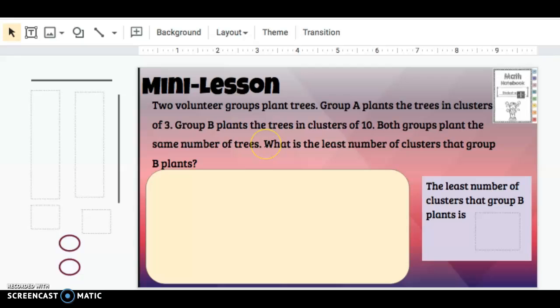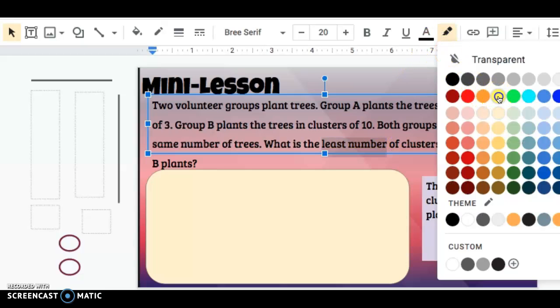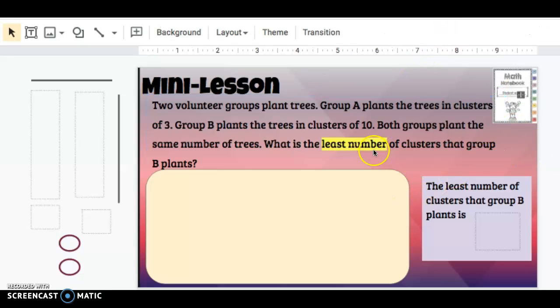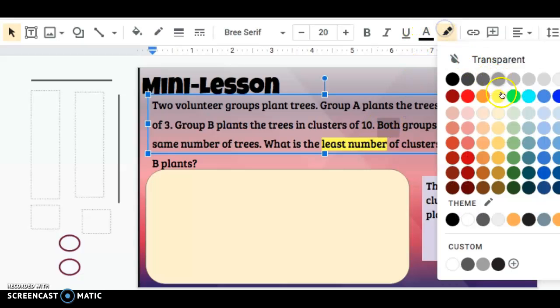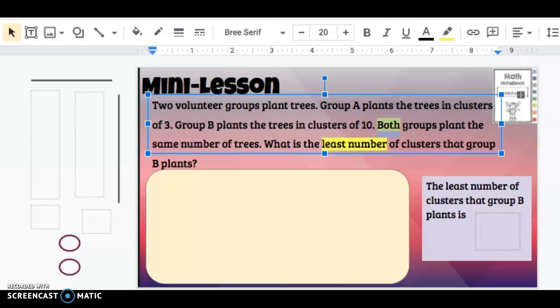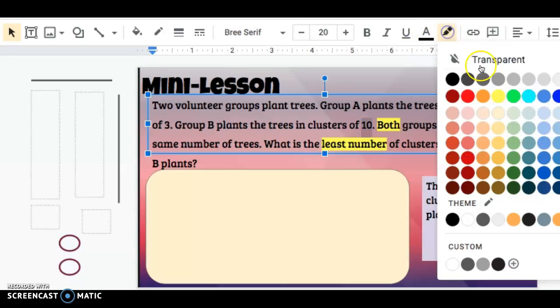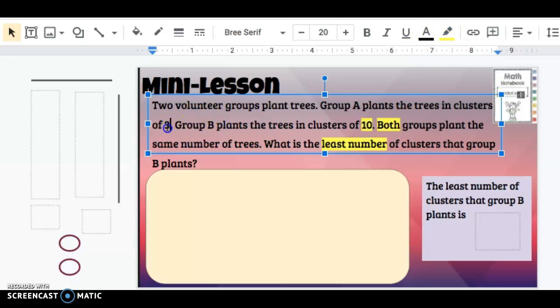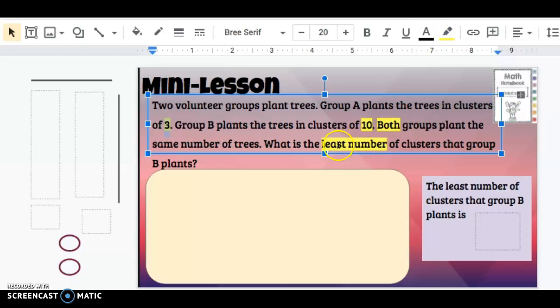Okay, so you have your question, what is the least number of clusters that group B plants, but you have this least number in it. This least number is what's important. You also have this both groups. Remember I said the word both, when things are in both parties and they want to know when they'll do something together again, or the least number of clusters that they may do. And then you have the number 10 and the number 3 that you're using. But your key word is that least number.